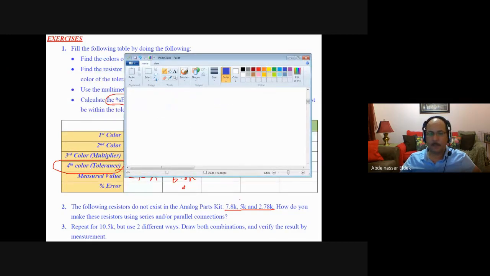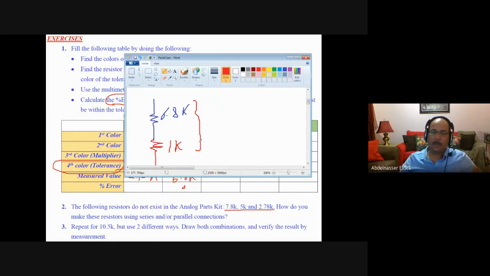So for example, 7.8, we have 6.8. If you look at the list of components you have here in this box, 6.8 is available. So if I have 6.8 kilo ohm and I connect it in series with 1 kilo ohm, then what is the total? The total is 7.8. So now we're done with 7.8 kilo ohm.